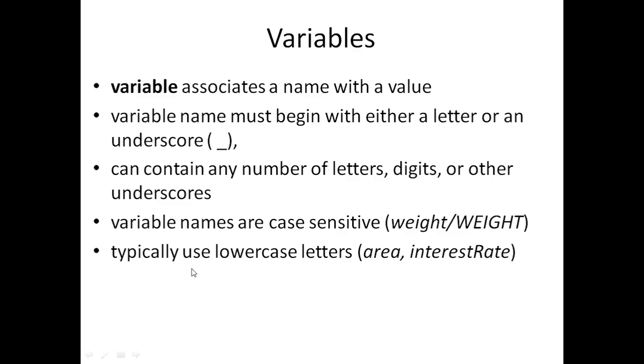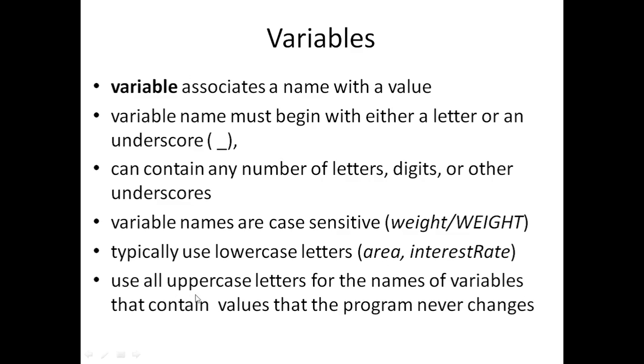Typically, a standard way of programming in Python is to use lowercase letters for variables. And if you have two or more names in that variable, the first will be all in small caps and the second name will begin with a capital letter. So interest rate means R will be in capital letter. Typically we use only lowercase letters, and if there are two or more names associated with that variable, the second name will begin with a capital letter or block letter.